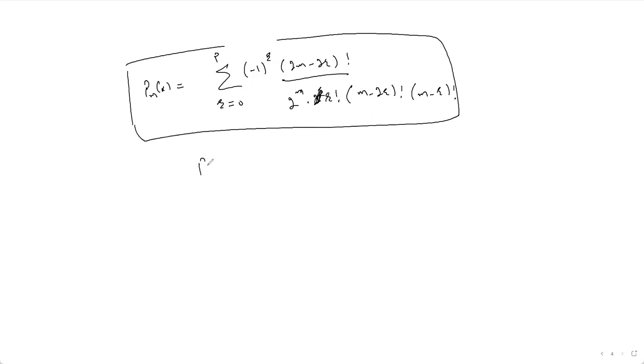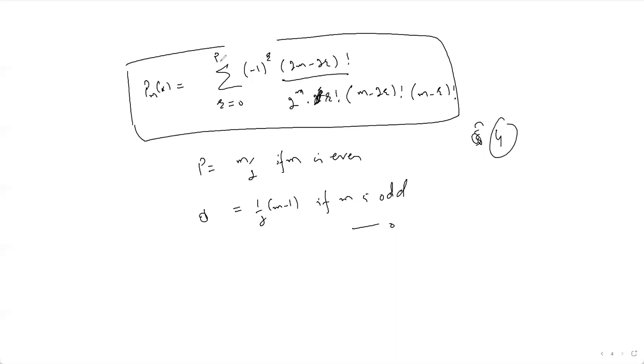Here p is equal to m by 2 if m is even, so the summation runs from 0 to m by 2, and p is equal to 1 by 2 of m minus 1 if m is odd. So for odd values of m the summation will go up to that value. Let us suppose, for example, m is equal to 4. So the summation will go from 0 to m by 2, so 0 to 2.